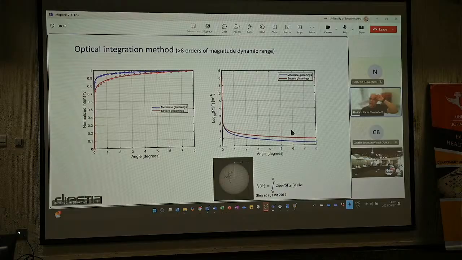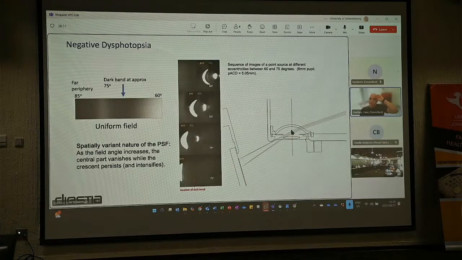Finally, about another phenomenon, the dysphotopsia, where light is emitted dark because of light going around and directly reaching the retina. What we have measured is that the part that goes through the lens, which is this part that I'm showing here, is accommodated as you go towards the periphery. This is a different field angle, right?